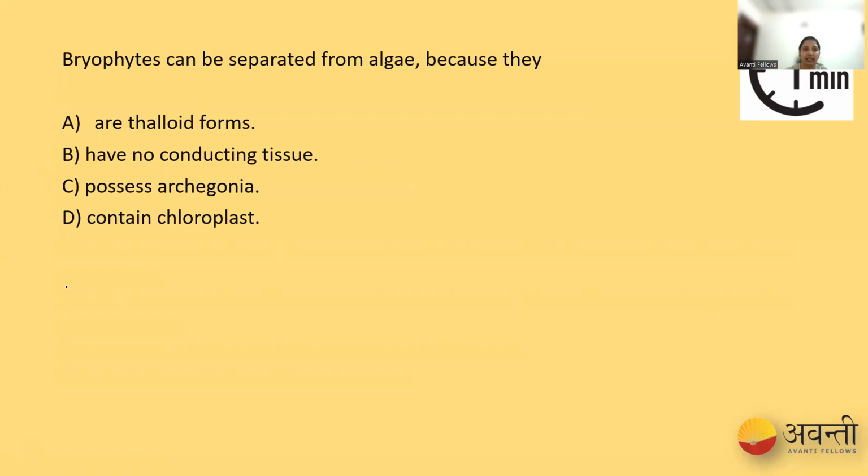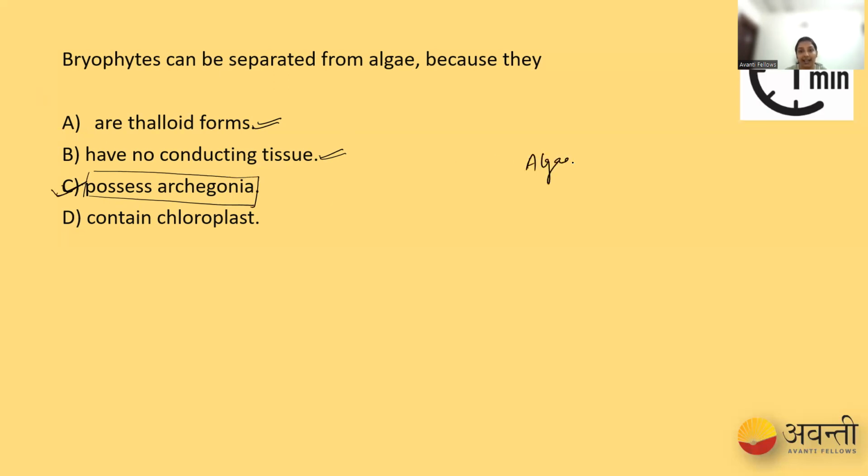Option 1 says that they are thalloid form, absolutely correct. They are thalloid form. Have no conducting tissue, absolutely correct. Both bryophytes and the algae don't have the conducting tissues. Possess archegonia. This is the correct option.